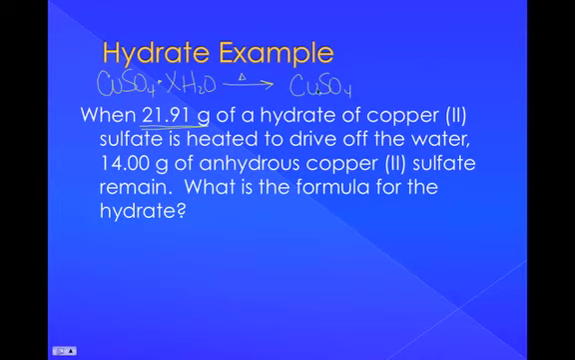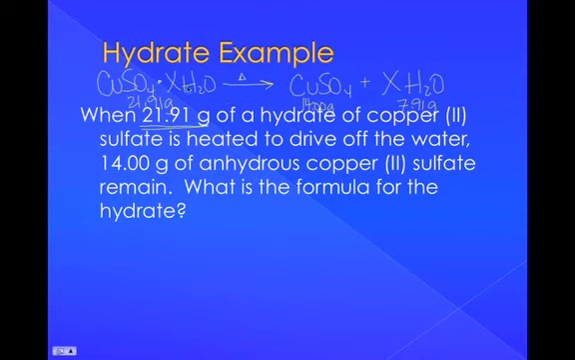Get rid of the waters and you're left with this white powdery thing, plus an unknown number of water molecules that were evaporated off. So if we had 21.91 grams of this stuff, we have 14 grams of this stuff. Well, how much water do we logically have to have? According to the law of conservation of mass, we had to have 7.91 grams of the water.